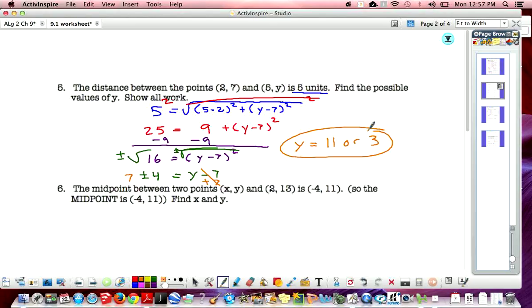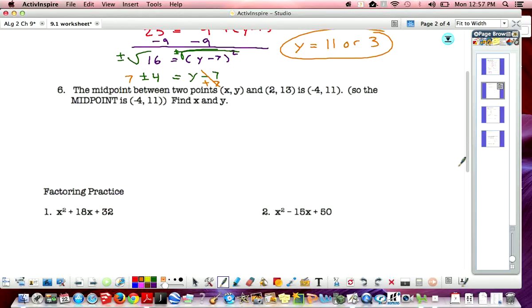And I could do a quick check if I wanted to, just by plugging those back in and checking in the distance formula. Like right here, I know that this is 9. 11 minus 7 is 4. 4 squared is 16. 9 and 16 make 25. Sure, it works. Same thing with 3. 3 minus 7 is negative 4. Negative 4 squared is 16. It does check out.